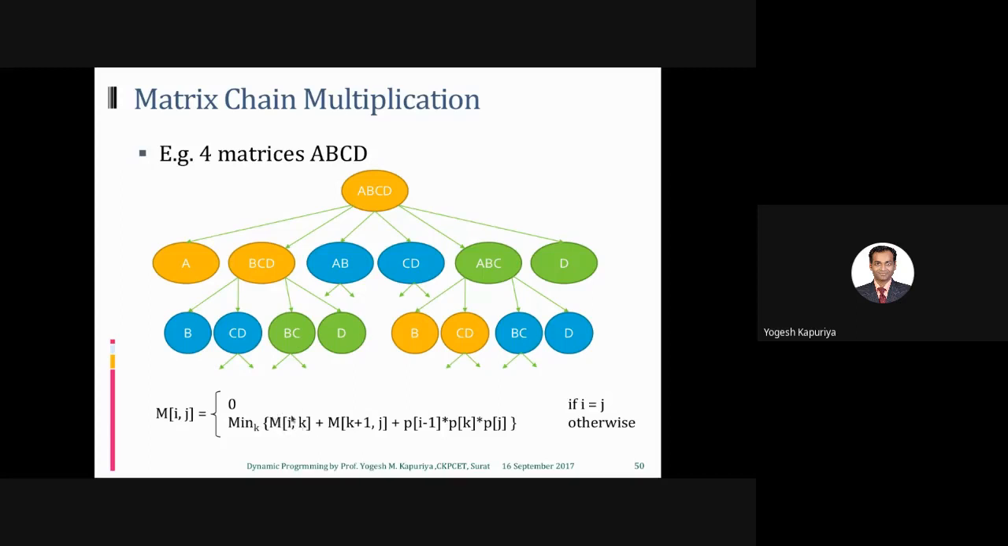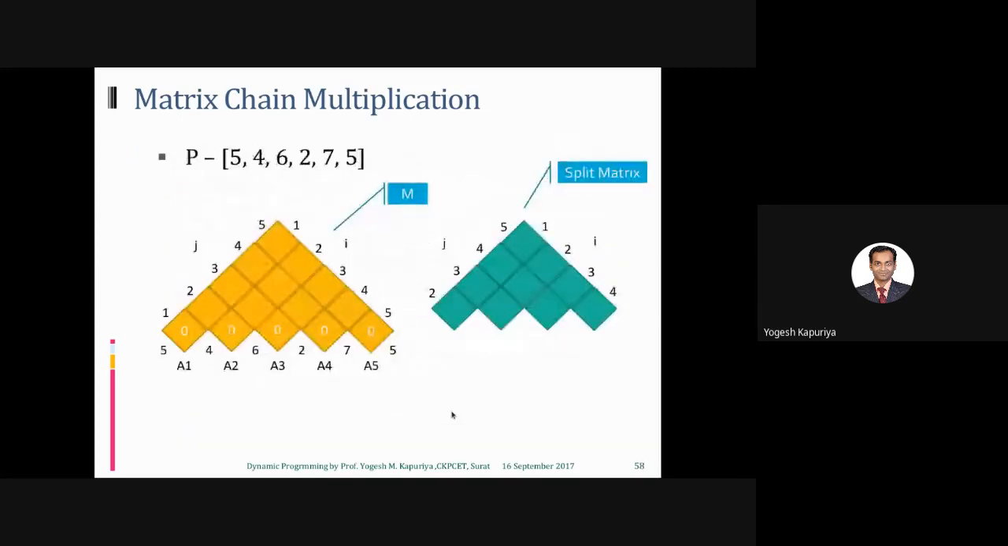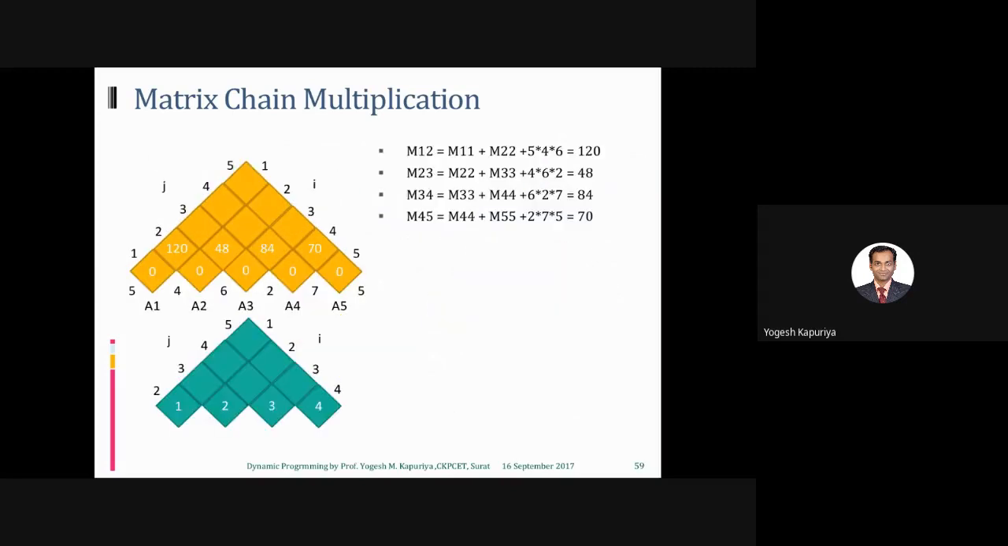Okay, so that will be given by P of I minus 1 into P of K. This is an I cross K matrix and this is a K cross J matrix, logically. So that's why this is P of I minus 1 into P of K into P of J. This will be more clear when we look at this iteration. This is what we have already discussed, but this is how this equation is to be written.